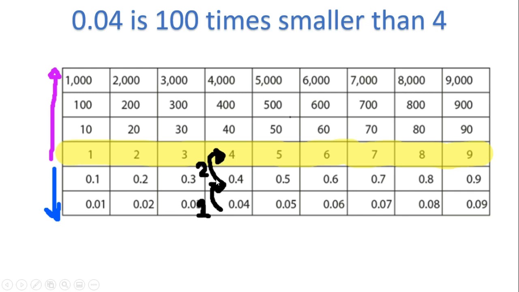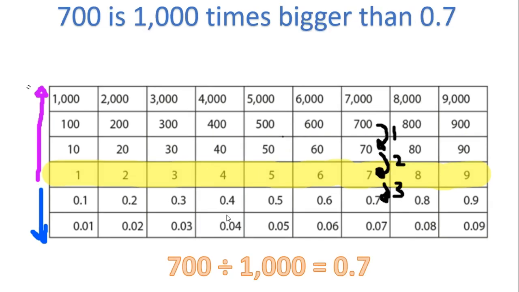If I move 2 spaces, look how it's got 2 zeros. That means 100, and it looks like this. 0.04 multiplied by 100 is 4. So I moved 2 spaces, so that means it's not multiplied by 10, it's 10 squared, which is 100. Here's another example. 700 is 1,000 times bigger than 0.7.